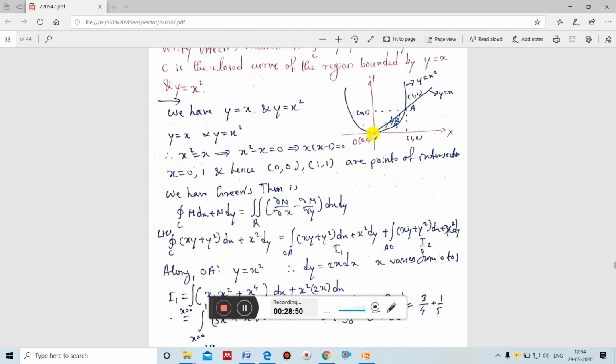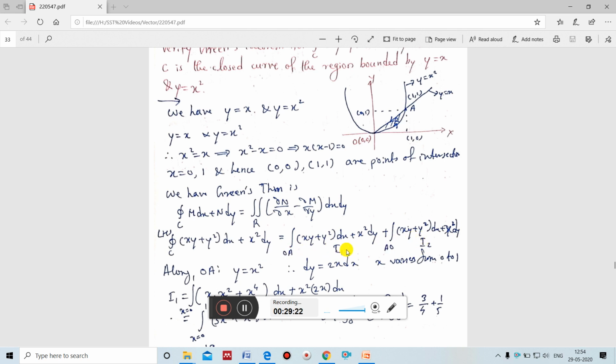Here the curve is bounded by O to A to O, so it is the curve closed by O to A to O. That is written as the integral over OA of (xy + y²) dx + x² dy, plus the integral over AO of (xy + y²) dx + x² dy. The OA part is denoted as I1 and the AO part is denoted as I2.